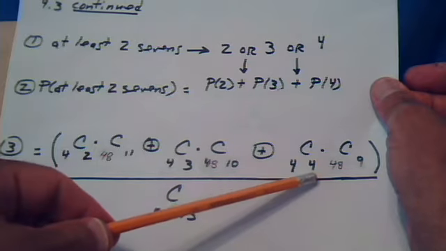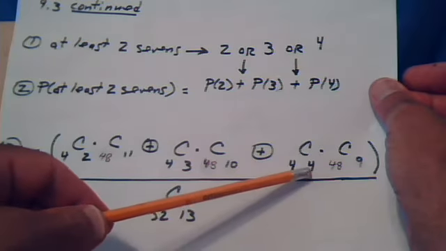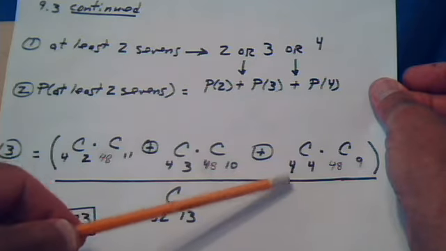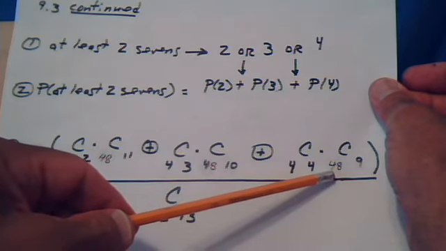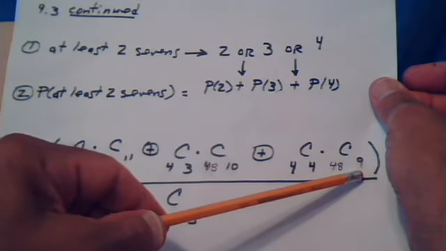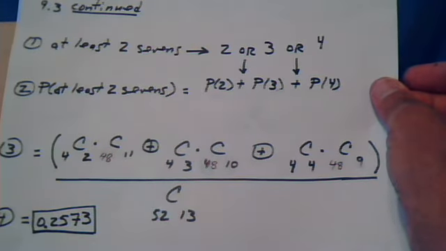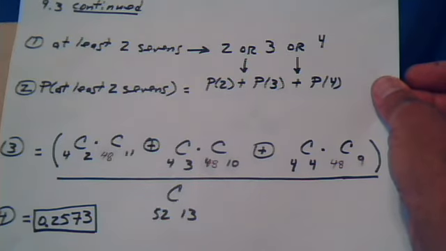Finally, for a probability of 4, from the 4 sevens, take the 4 sevens. So you have the sevens you need. From the 48 cards that are not sevens, take the other 9. Notice 9 plus 4 is 13, which is the cards we were dealt.